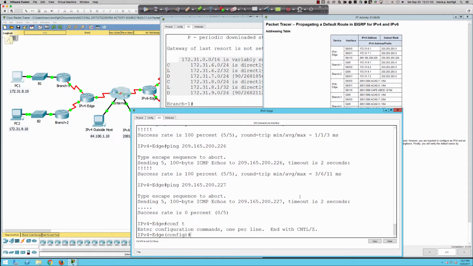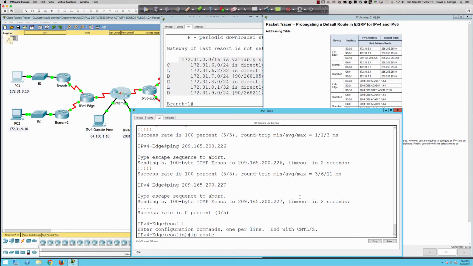So let's get into global config, and how can we advertise a default route into EIGRP? Well, there's a couple ways we can do it. And the first is we're going to go ahead and do it. I'll refer to this as the points method, right? So this is going to get you the points. But we're also going to talk about another approach.